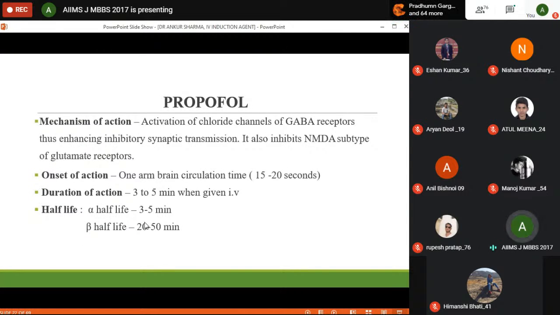How does propofol act? It activates the chloride channels of the GABA receptor, thus enhancing inhibitory synaptic transmission, and it also inhibits NMDA subtypes of glutamate receptor. Okay. The onset of action is one arm-brain circulation time, that is 15 to 20 seconds. And the duration of action is 3 to 5 minutes when given intravenously. Half-life is alpha half-life and beta half-life. Can anybody tell the difference between alpha half-life and beta half-life?